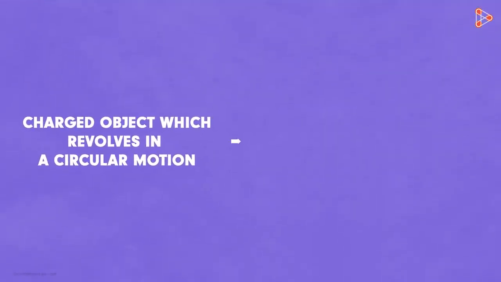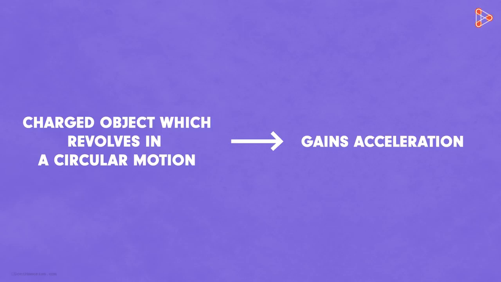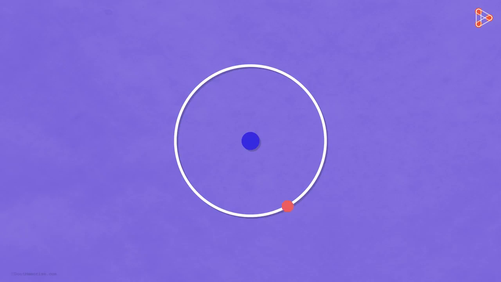We know that any charged object which revolves in a circular motion gains acceleration gradually. Similarly, if the electron is moving fast in a circular path, then it will also gain acceleration. And on gaining acceleration, it's bound to liberate energy in some form. Now, if it continuously keeps radiating energy, then ultimately all the energy of the electron will get over and it will fall into the nucleus. This would result in high instability of the atom.